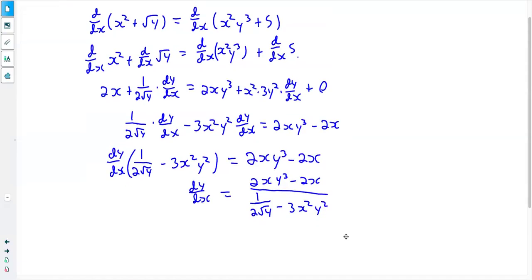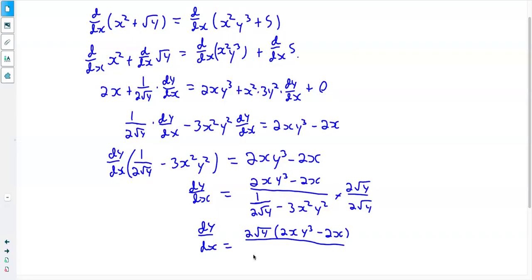Now, often we don't like to have nested fractions, so I would multiply both the numerator and denominator of the larger fraction by 2 root y. So that gives us dy over dx is equal to 2 root y times 2x y cubed minus 2x over, when we multiply this by this, that just gives us 1. And then negative 3 times 2 gives us negative 6 x squared. And then we've got y squared times y to the 1/2, so that would be y to the 5 over 2.